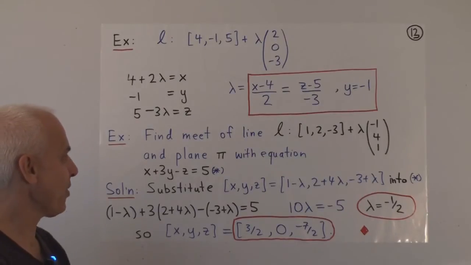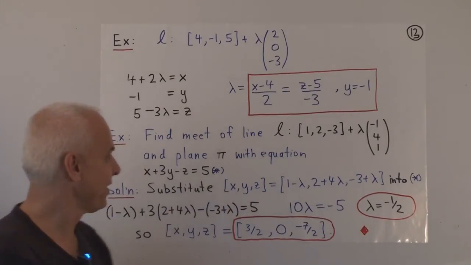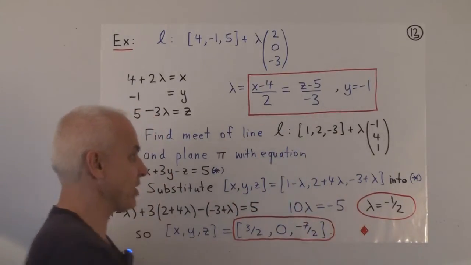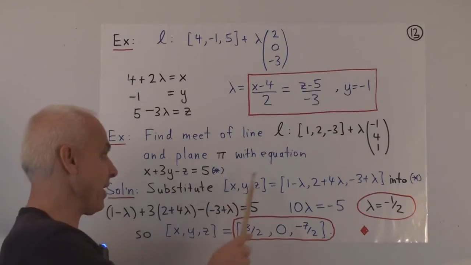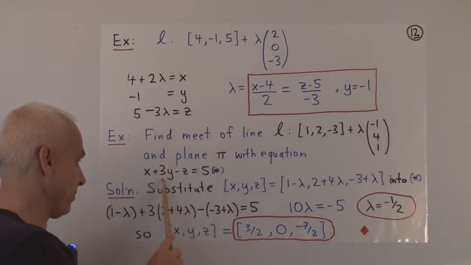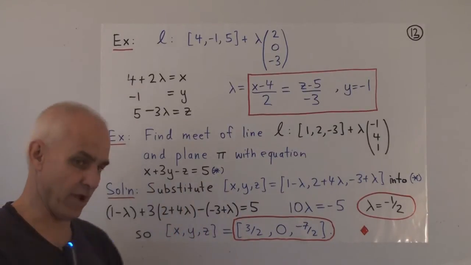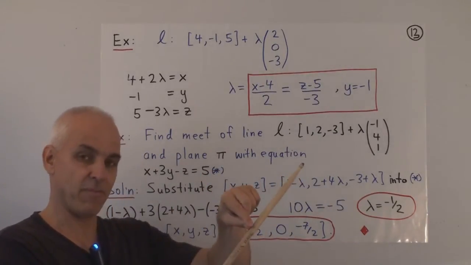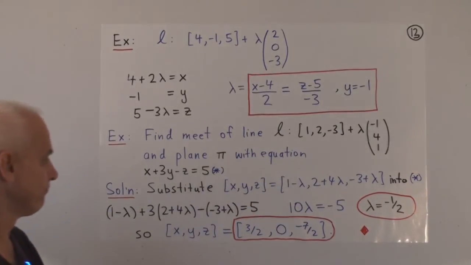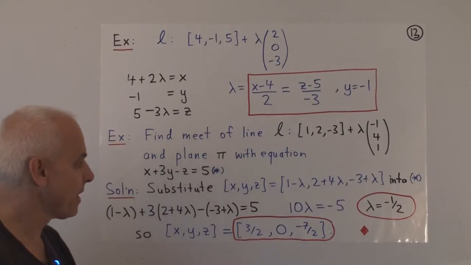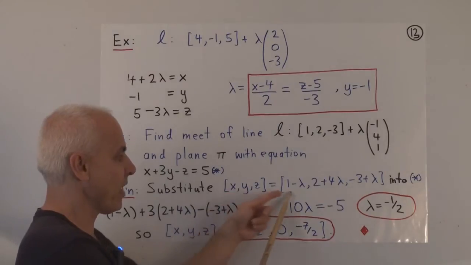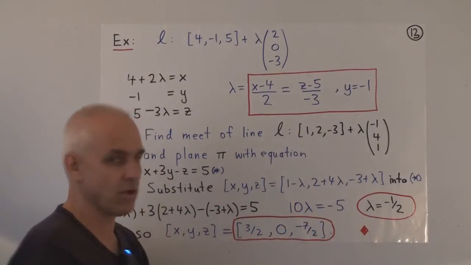All right, so here's a little example of a problem. Suppose we are asked to find the meet of the line L with this parametric equation and the plane pi with Cartesian equation x plus 3y minus z equals 5. So we have a given line, we have a given plane, we want to find the point where they meet. Well, it's not too hard. We're going to substitute x, y, z. This is the equation of the line written out in coordinates.